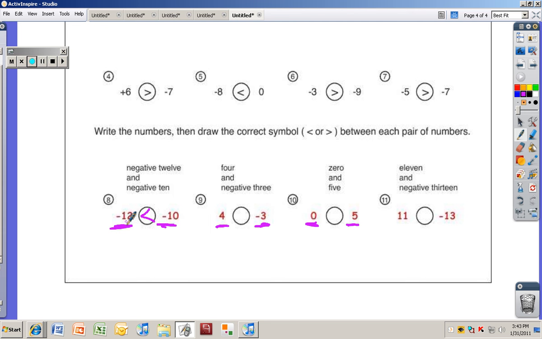4 and negative 3. Greater than. Good, greater than, because 4 is larger, right? 0 and 5. Less than. Less than. Good. And 11 and negative 13. Greater than. Greater than. So check your answers. Make sure you have all those just like you see there.